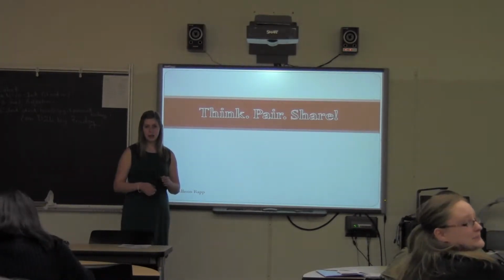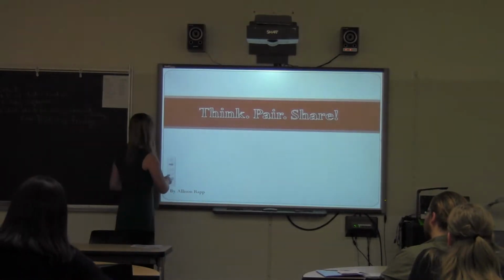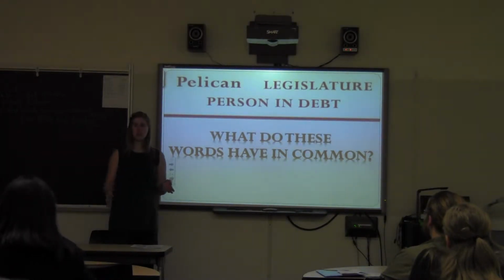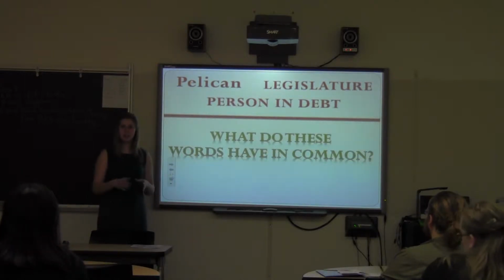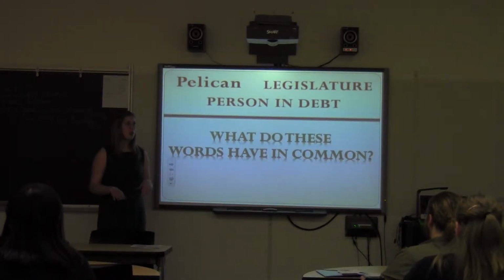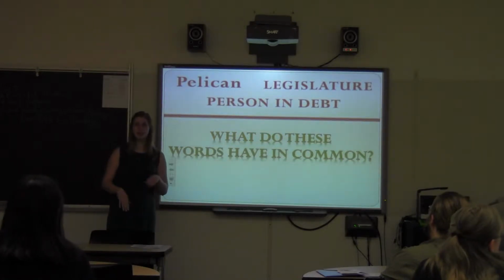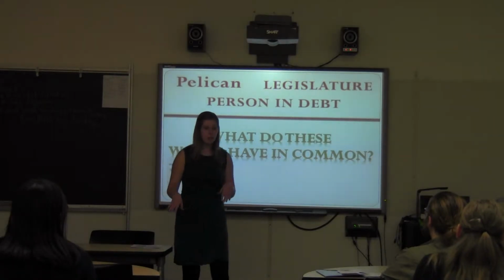So now that you know who you're going to pair up with, we're going to start with a fun little activity. You're going to think to yourself, what do these 3 words have in common? And it's helpful if you write down your ideas, because then you're going to be pairing up and sharing what you think. So a pelican, legislator, and a person in debt. I'll give you a few minutes to think about what those 3 words have in common.